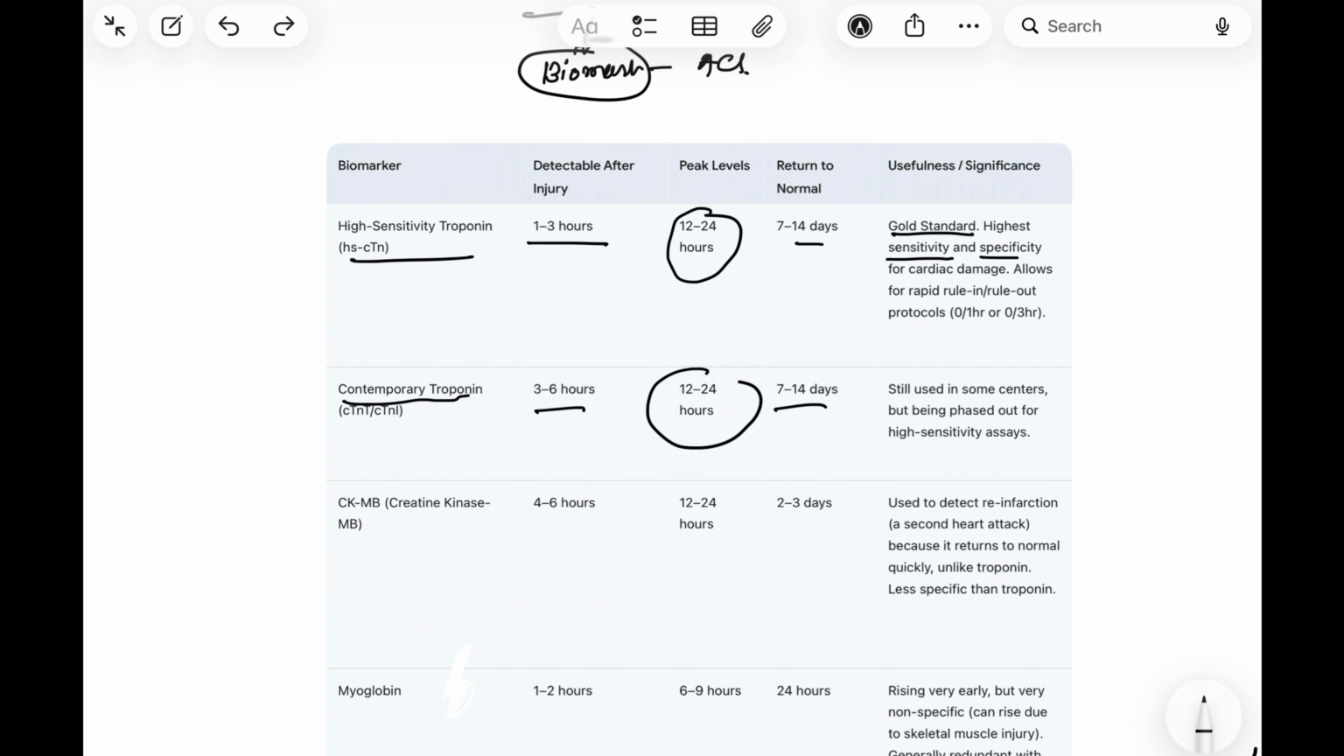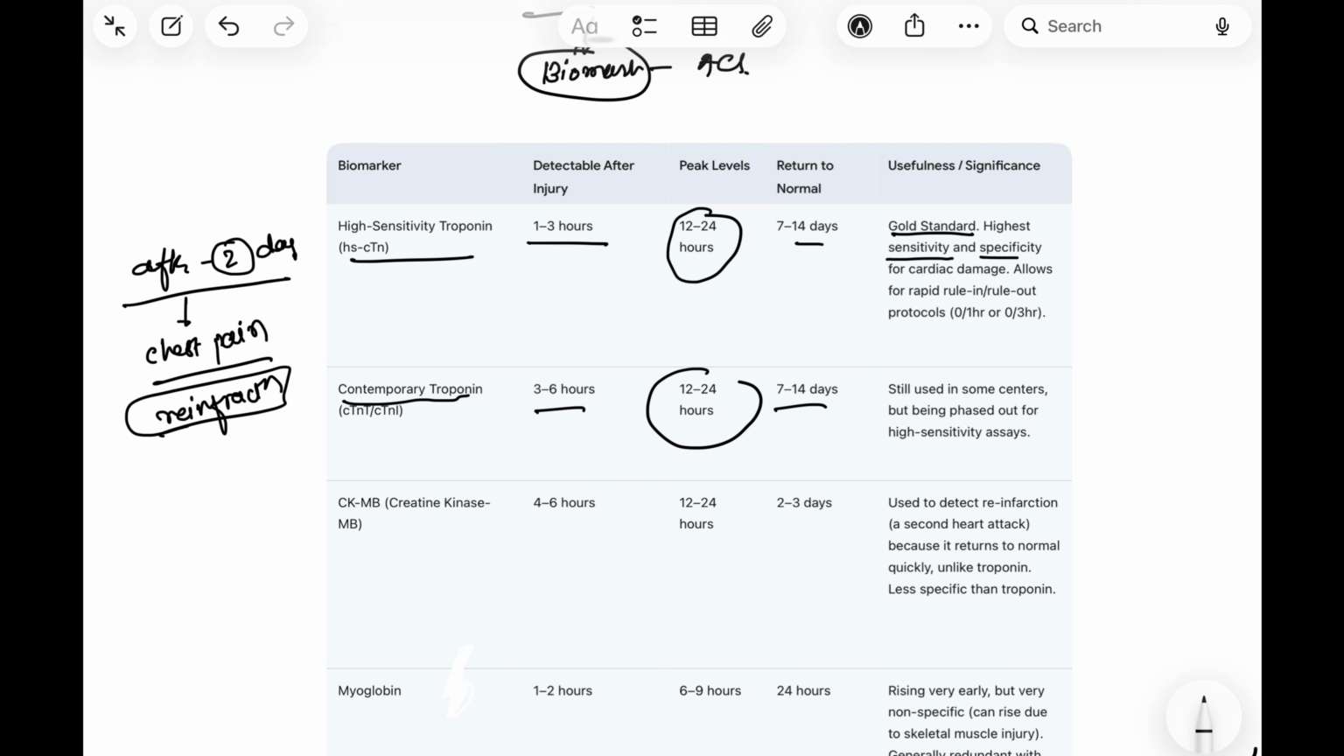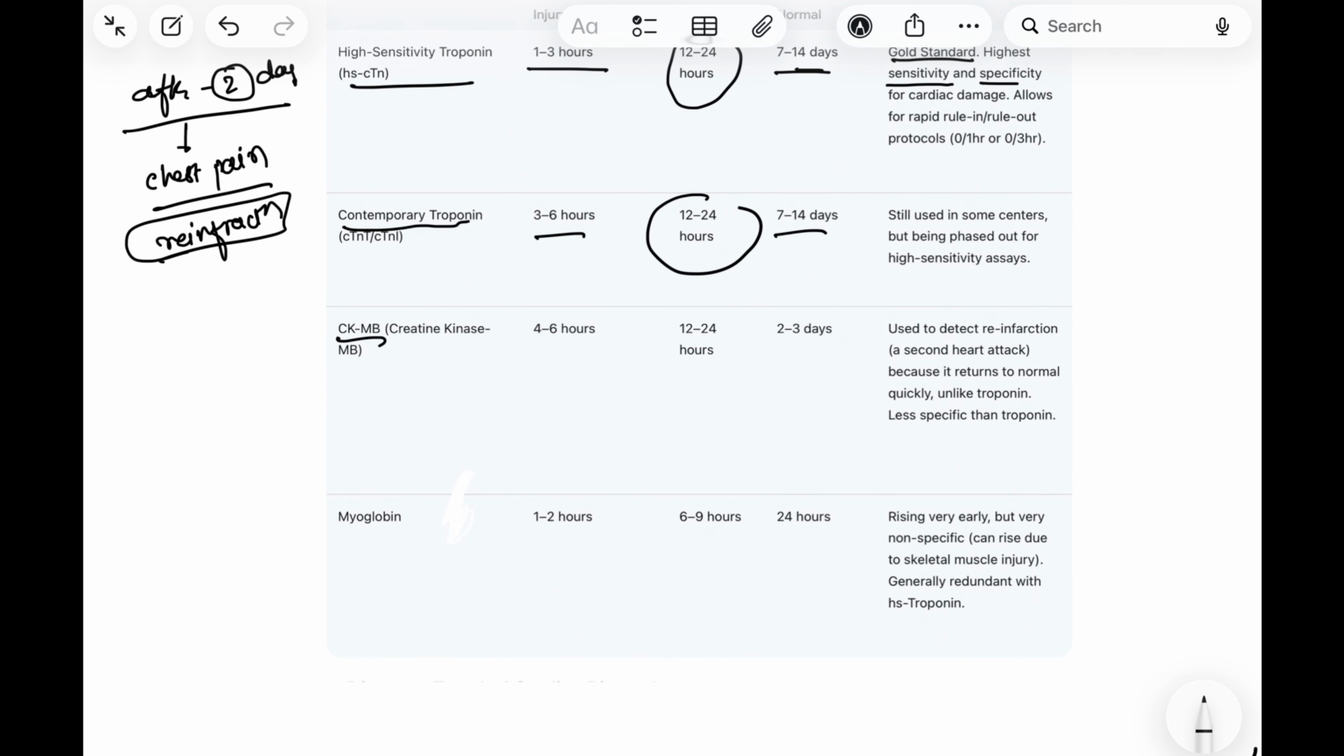Now suppose the patient comes to you with chest pain and you did the ECG and biomarkers, and the high sensitivity troponin is positive, and after 2 days the same patient again complains of chest pain. In this condition, how would you diagnose the reinfarction? Because the troponin will stay elevated for 7 to 14 days. So now CKMB plays an important role. It starts rising at 4 to 6 hours, remains for 1 day, and returns to baseline after 2 to 3 days. So to detect reinfarction in a second heart attack, we use CKMB.